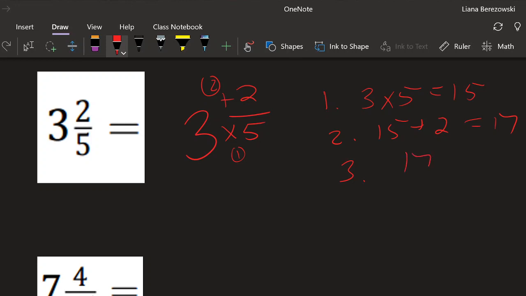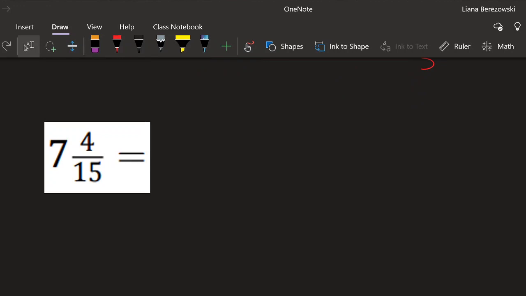And then we just write our answer on top of our denominator. So our denominator is 5, we leave it as 5. So our answer becomes 17/5. So 3 and 2/5 is equivalent to 17 over 5. We have one more example here, so let's try this one.